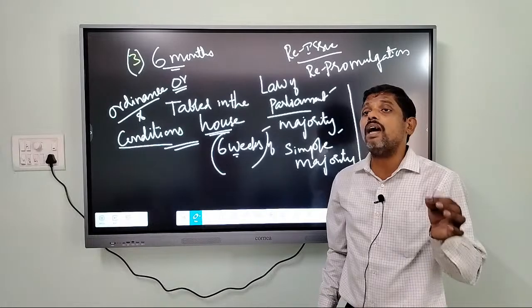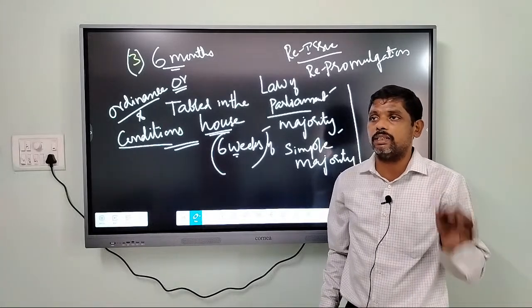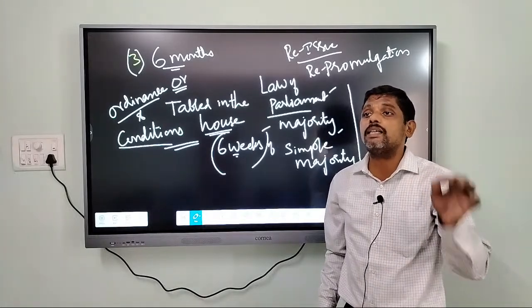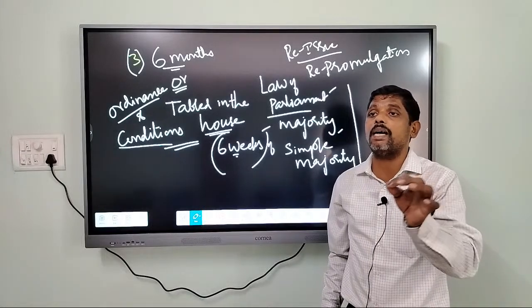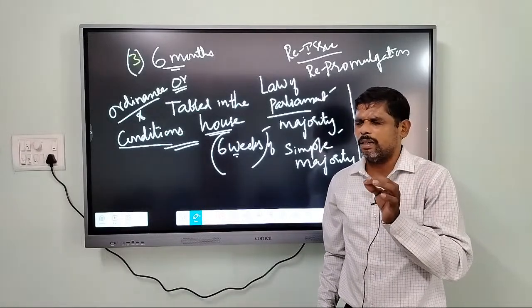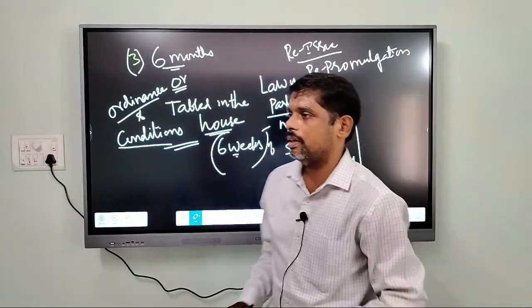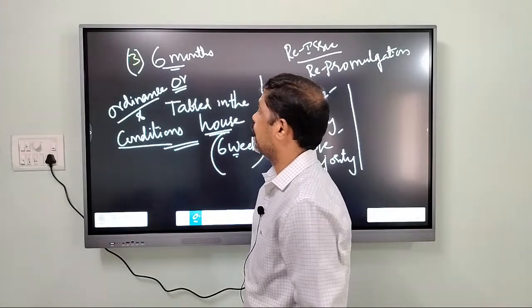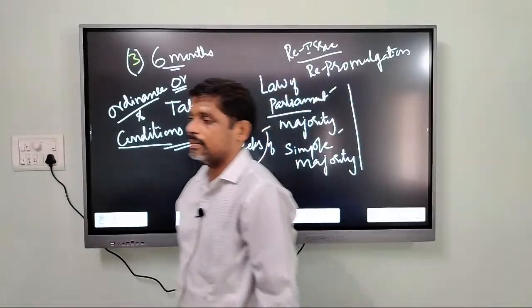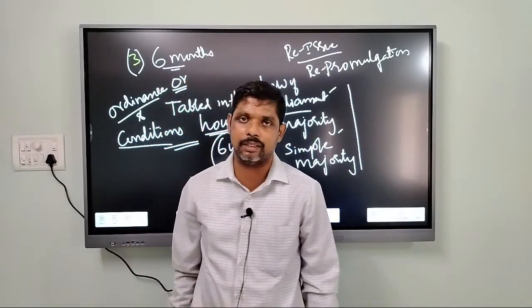Even after rejection, can the President of India reissue the ordinance? Or promulgation of an ordinance after rejection? Now I want you to give the answers.